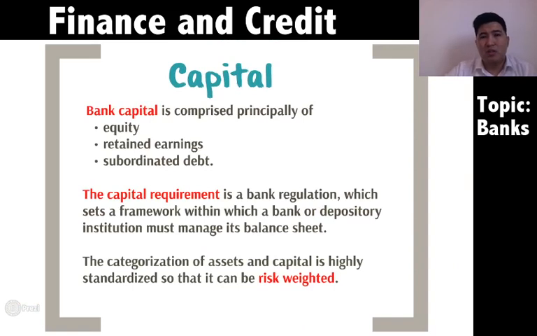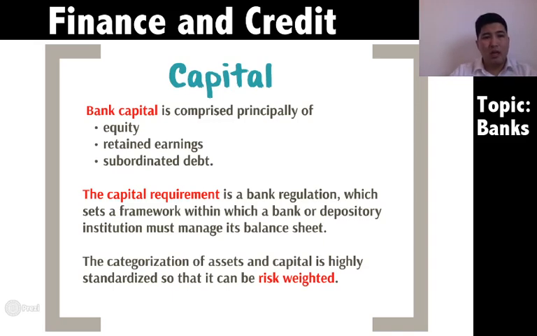And capital. Bank capital mainly consists of these three items. The first one is equity. What is equity? Equity is capital. It's money formed by selling stocks and shares.